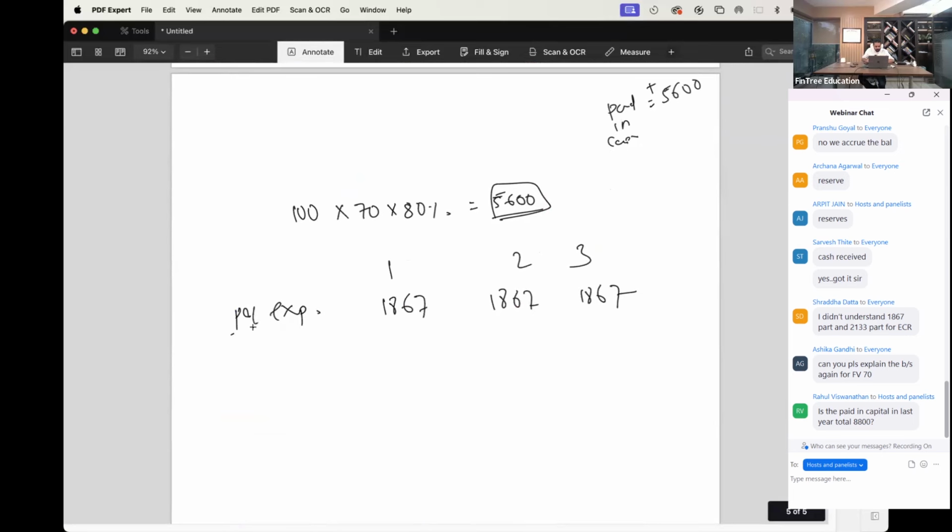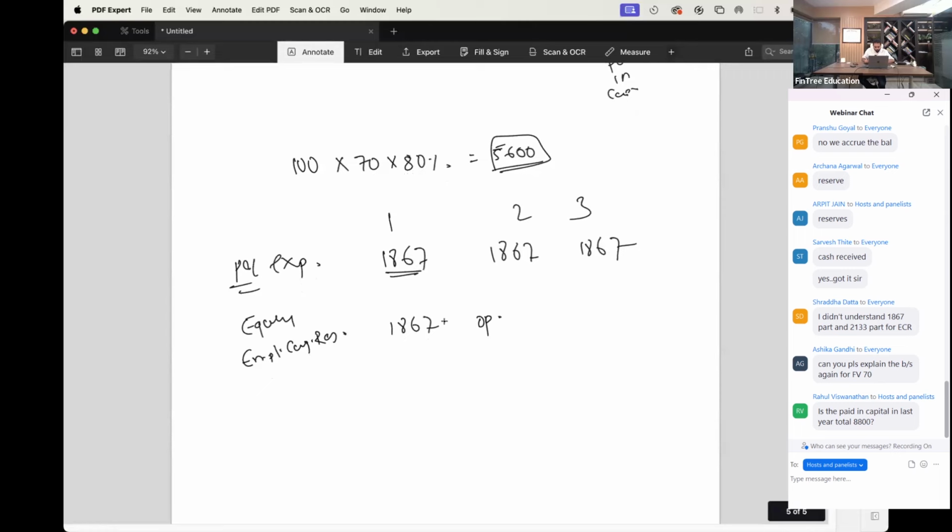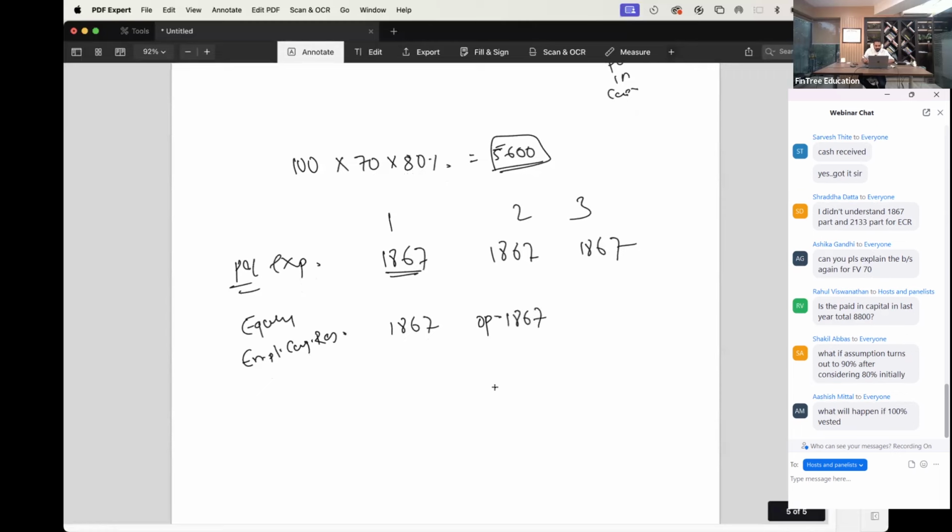This is a P&L debit. Correct? What is the second effect? In equity, you create a reserve called employee comp reserve. Okay? And second effect of this, you add there 1867. Now next year, your opening reserve will be 1867 from last year. Now you say plus this year's 1867. So now your total reserve will become 3733. Next year, your opening reserve is 3733. Then you add 1867 again. So now your total reserve is 5600.